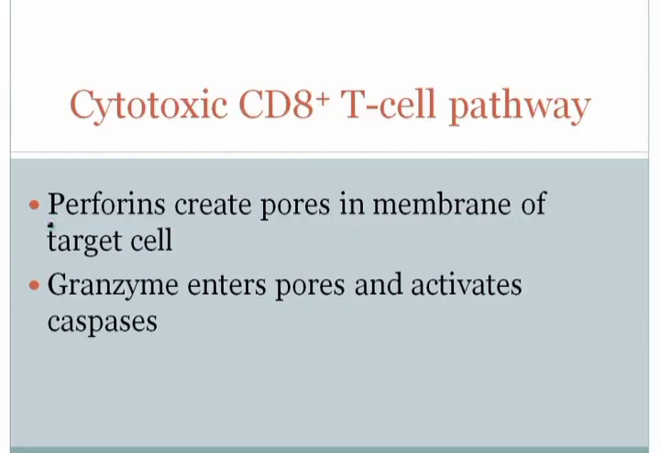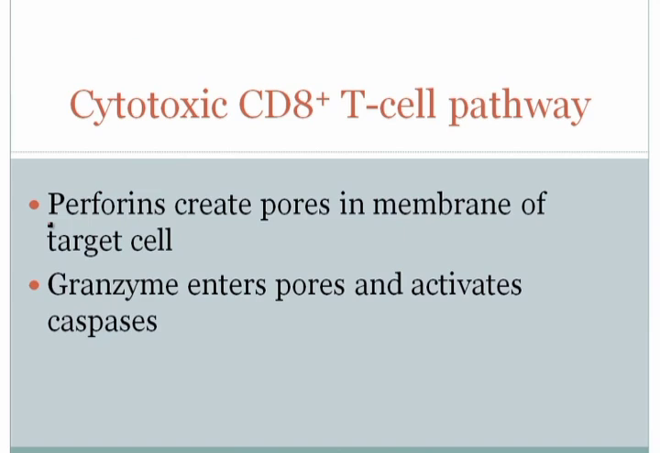And the third pathway by which caspases can be activated is the cytotoxic CD8 positive T cell pathway. Now, recall that CD8 positive T cells recognize antigen present on MHC class 1, and when they bind and recognize that antigen on MHC class 1, they kill the cell that expresses the antigen. And the way by which they kill the cell is apoptosis.